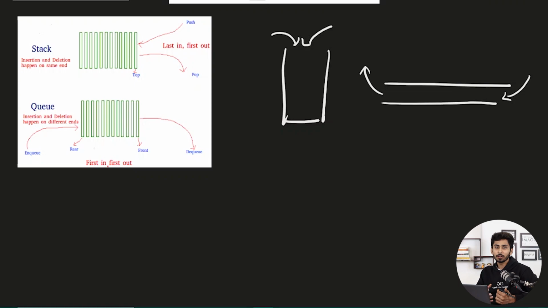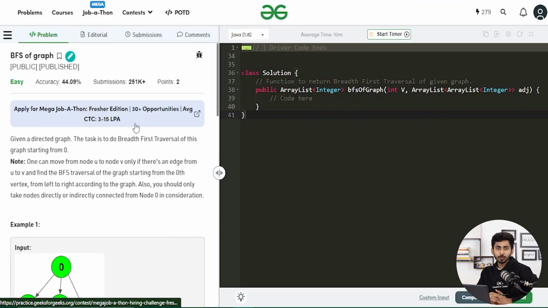Now let's take a look at the third question. The third question is the breadth first search algorithm. If you are working with the graph data structure, then you might be aware of traversal techniques, right? Basically, the entire breadth first search algorithm is completely dependent upon the queue data structure. Before moving on to the graph topic, you need to understand what a queue data structure is and how to utilize the queue.